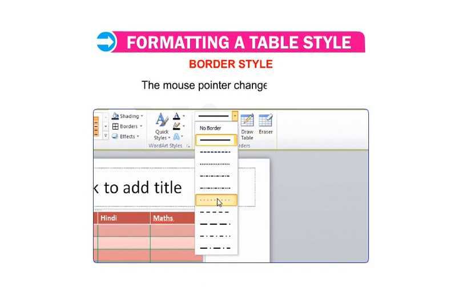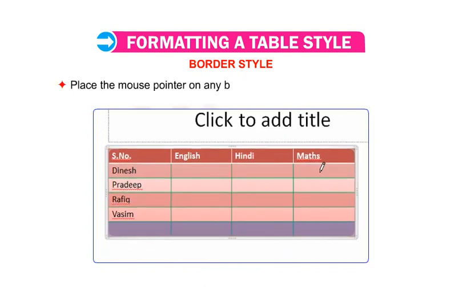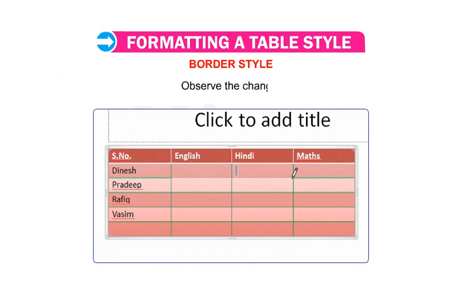The mouse pointer changes to pencil. Place the mouse pointer on any border of the table and click on it or drag the mouse pointer on it. Observe the change.